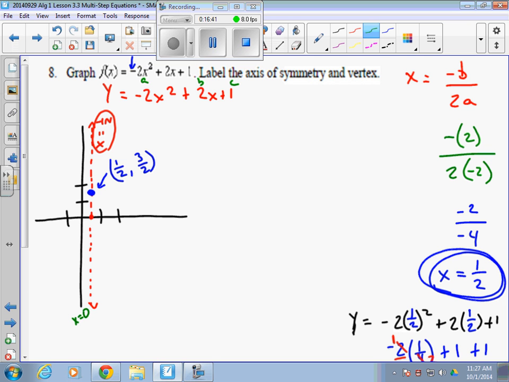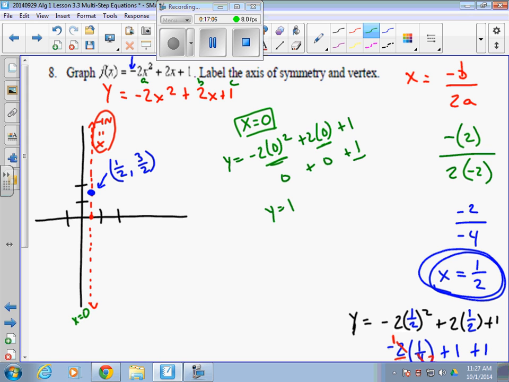So when x's value is 0, you could have moved over to 1 and done the same thing. Plug x's value into the original equation. Y equals -2 times 0 squared plus 2 times 0 plus 1. Anything times 0 is 0, so y equals that plus 1 right there. So that's why we like to use numbers like 0, because you can easily do the arithmetic. So when x's value is 0, y's value is 1.